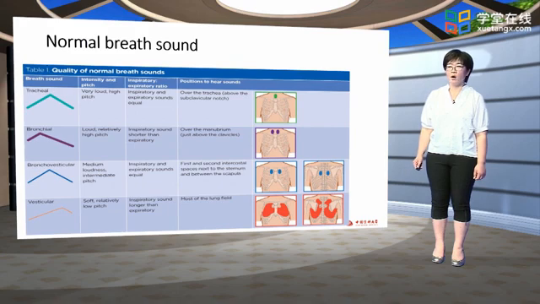So this is all for the first part of auscultation. We hear the normal breath sounds. We have four sounds: tracheal, bronchial, bronchovesicular, and vesicular. You need to pay attention to where to hear the sound and what the inspiration and expiration ratios are. So this is all for this part.